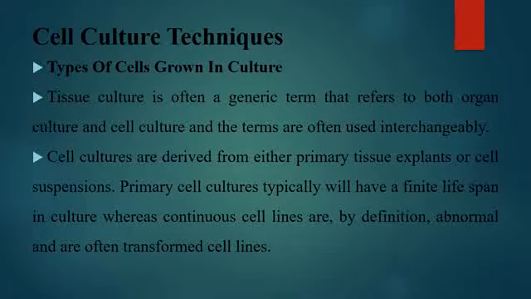Now, the primary cell cultures have a finite lifespan, so they live for a period and then they die off. That is in culture. And then we have also continuous cell lines, which are usually abnormal cells, and they do not seem to have a lifespan. They keep moving from one form to another. A typical example is regular cancerous cells.